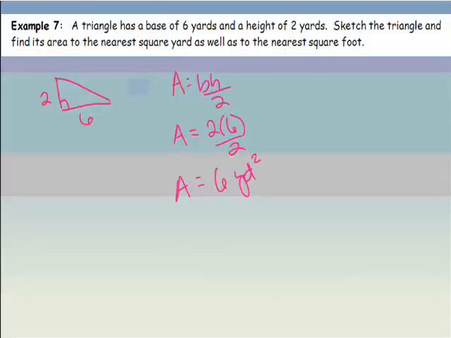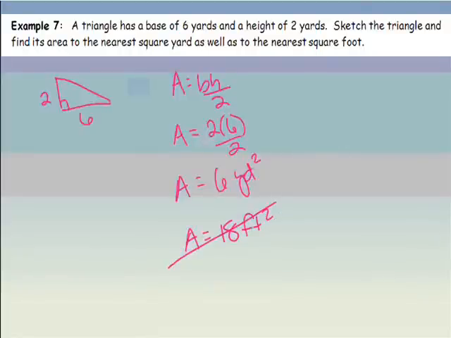All right, now it also wants us to find it to the nearest square foot. So I want you to pause your computer right now and calculate it to the nearest square foot. Now many of you with good intentions will have said, all right, well I've got 6 square yards and there's 3 feet in a yard, so I'm going to take 3 and multiply it by 6, and so my area is going to be 18 feet squared. And you are wrong. Here's the reason why.